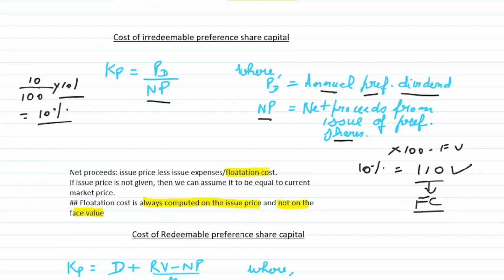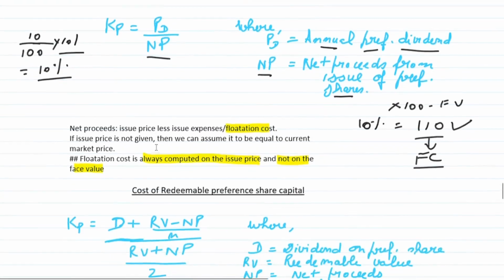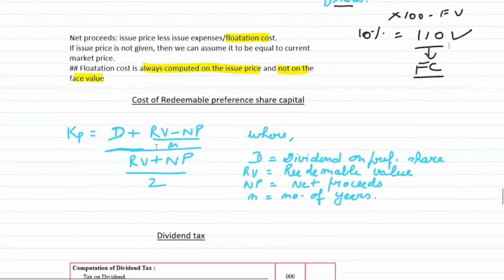Or rather we can say that when two costs are given, that is the issue price as well as the current market price, in that case the priority is always given to the current market price. Fine. Okay, let's move on to the next type of preference share capital, that is cost of redeemable preference share capital.